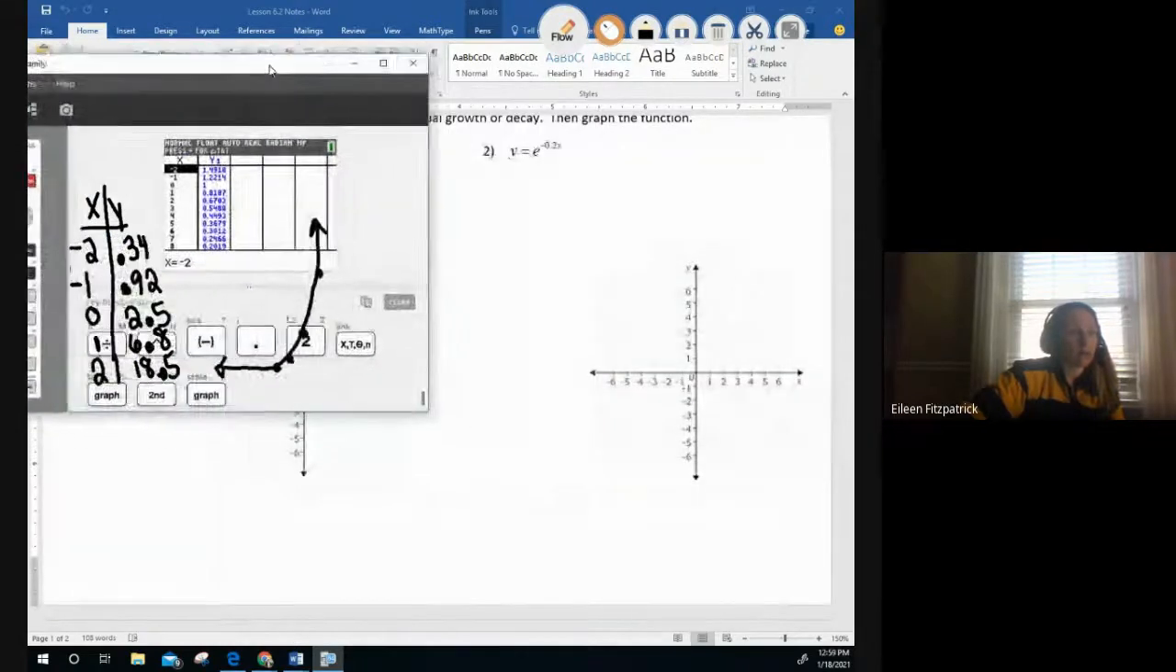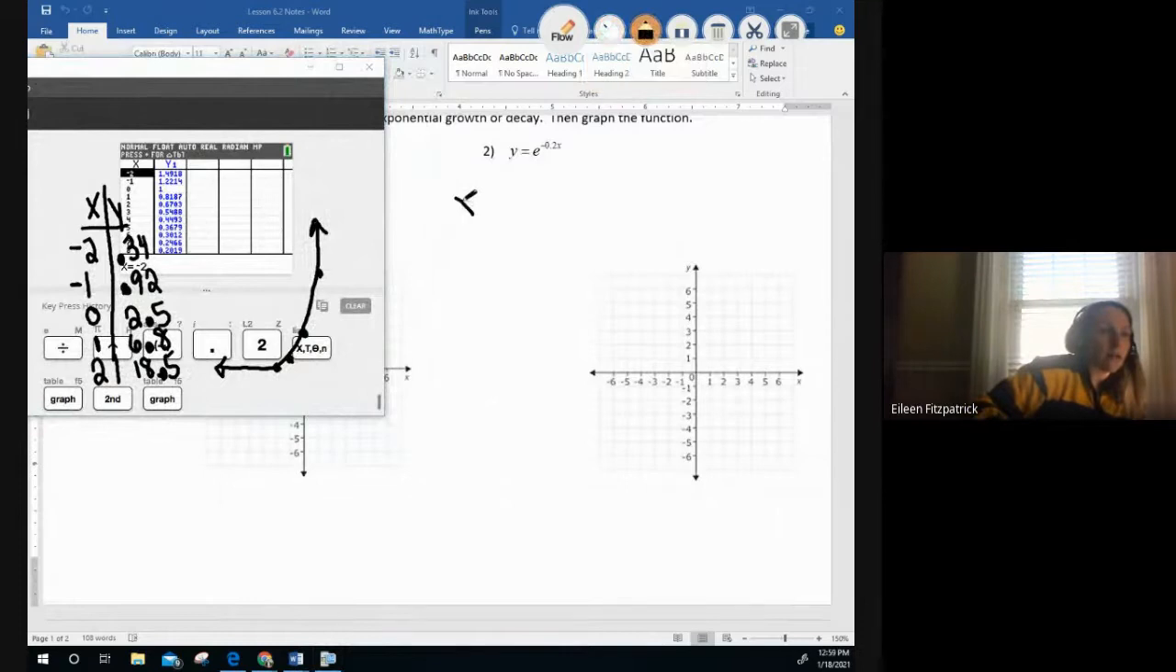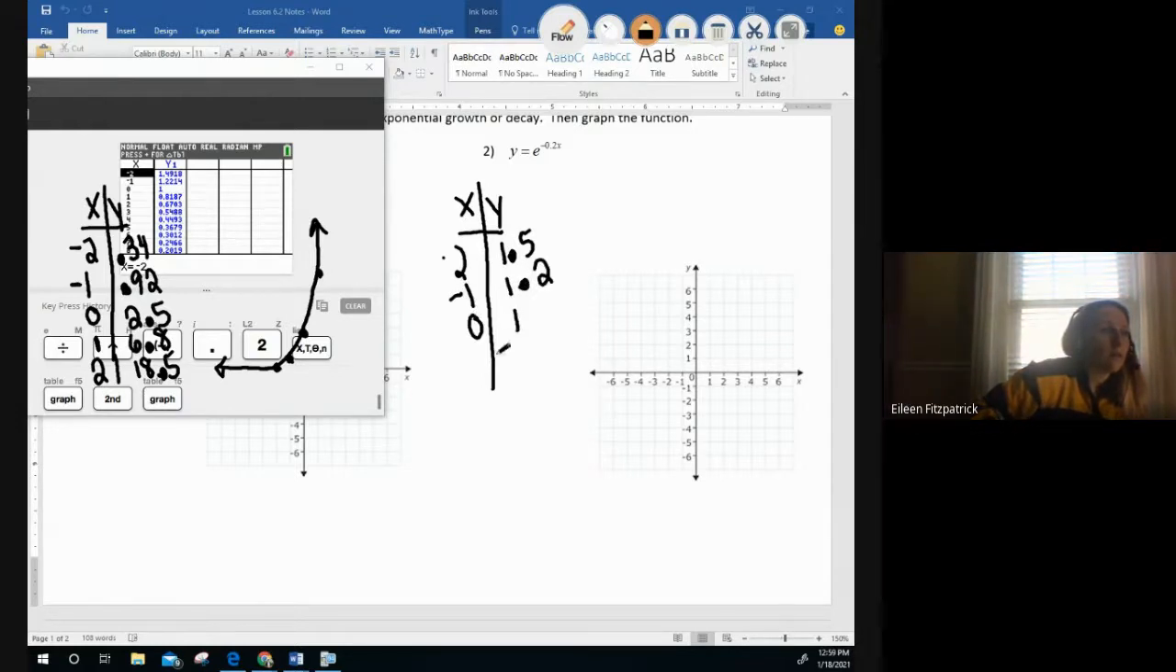I'll put it over here for just a second. All right, so I have x and y values. So -2, and that's approximately 1.5. -1, and that's approximately 1.2. 0, 1. 1, and 0.8, and then 2.7. Okay, and that will be enough.